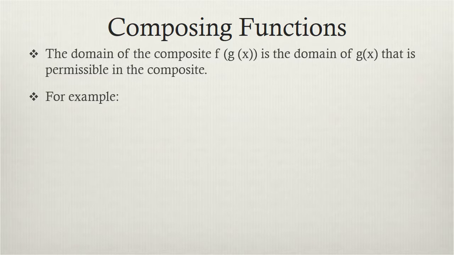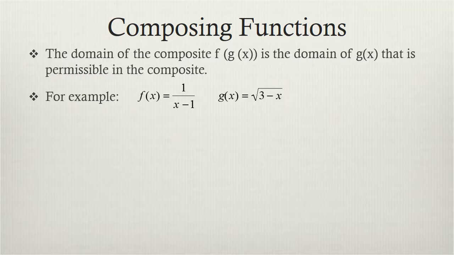For example, we've got f of x is 1 over x minus 1. Now immediately I know that for f of x, the domain, x cannot be 1 because that would give me a zero denominator. So that's going to be a problem for f of x. For g of x, I need 3 minus x to be greater than or equal to 0.